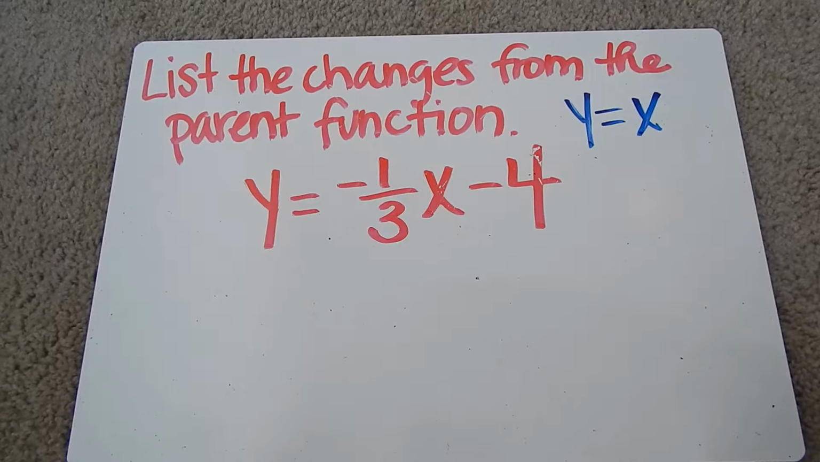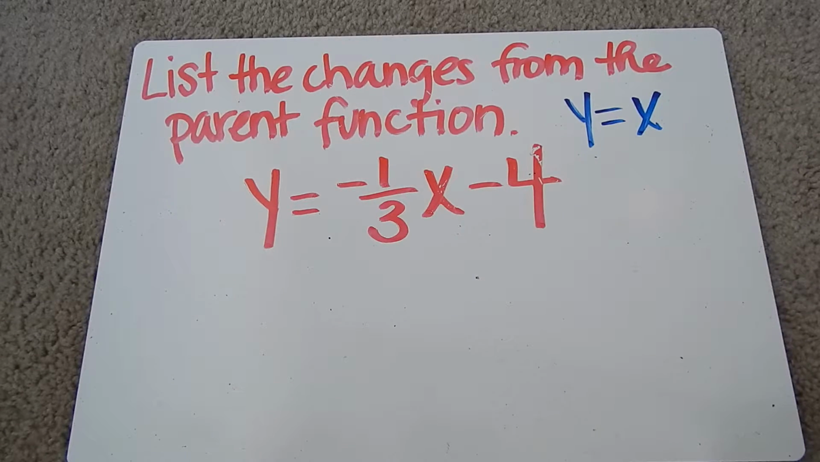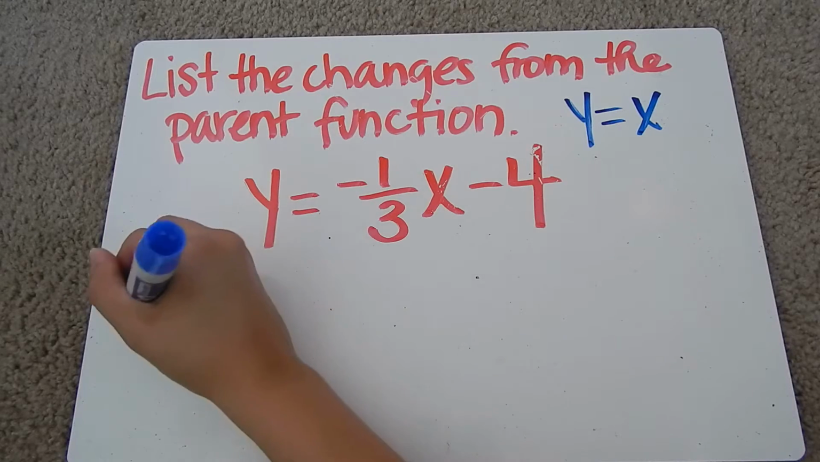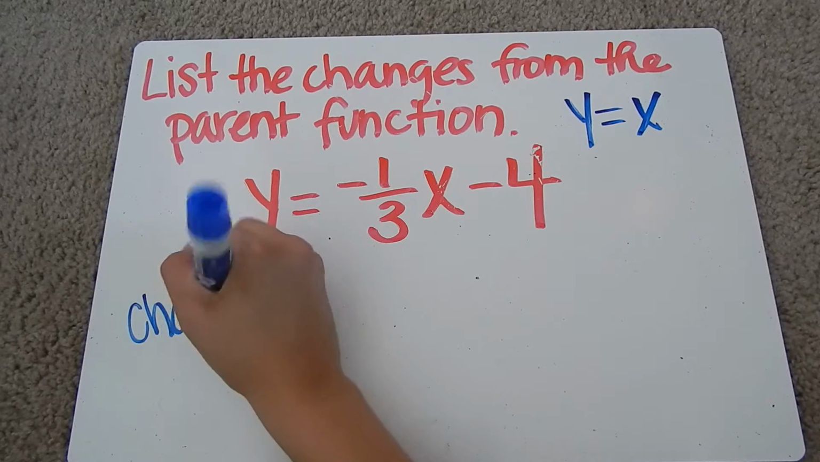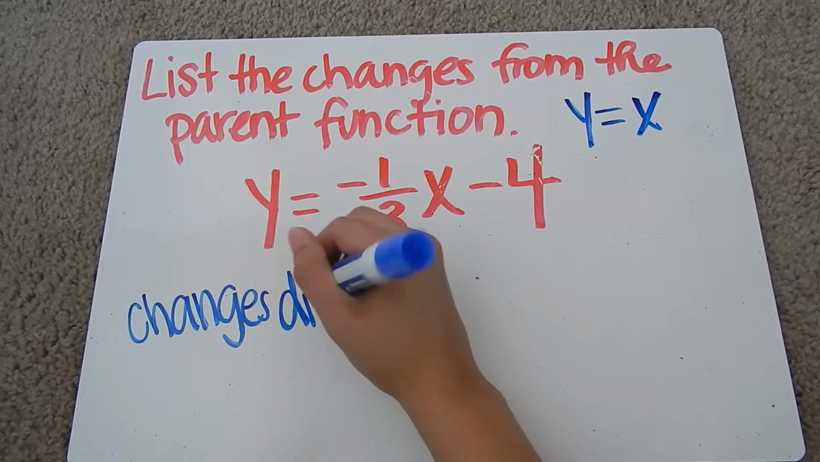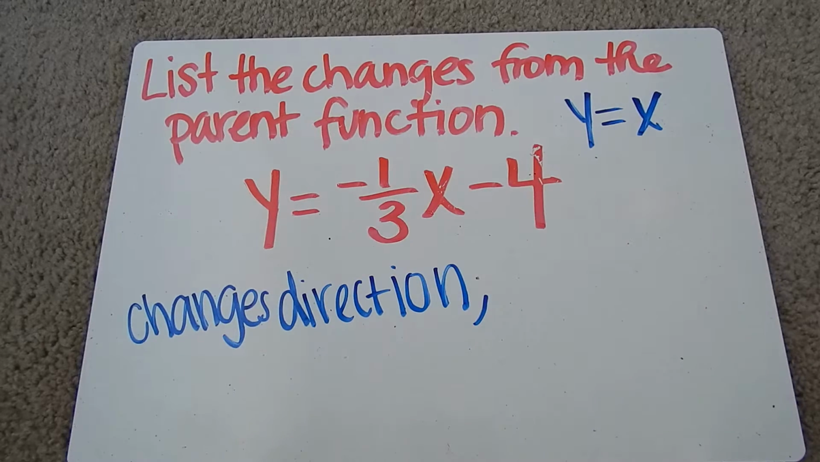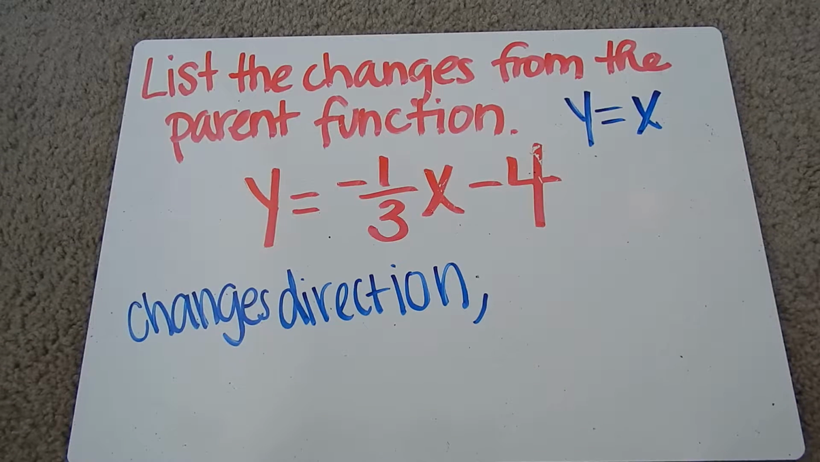So as we're looking at the slope here, I see first of all it's a negative. I have a negative slope. That means it's going to be a change in direction. So that's the first thing. Changes direction. That's the first transformation that we see.